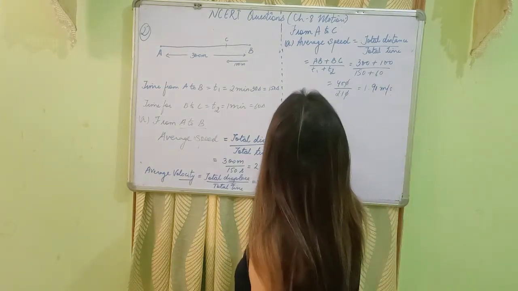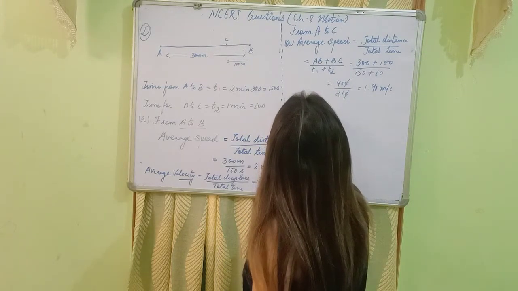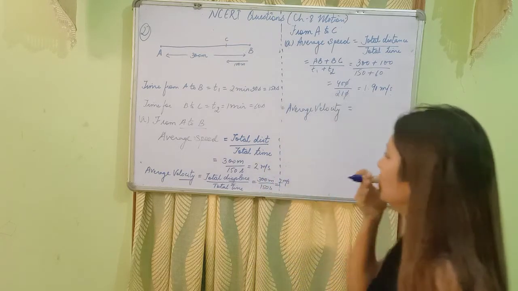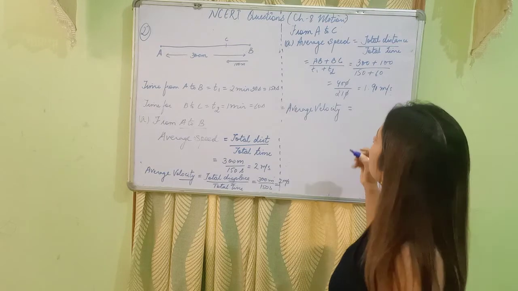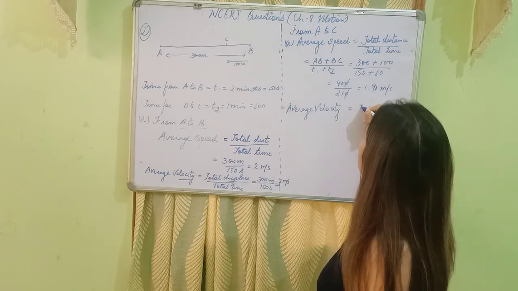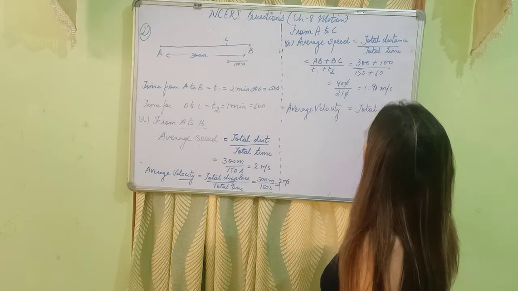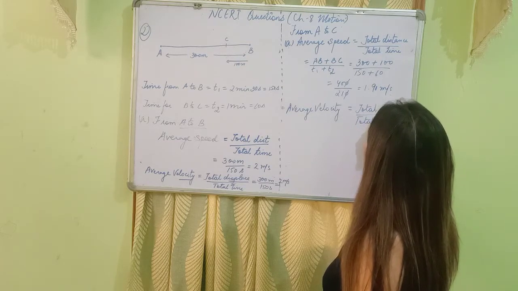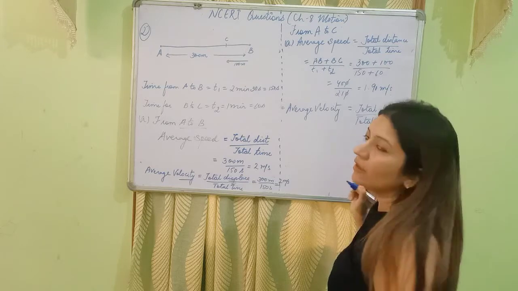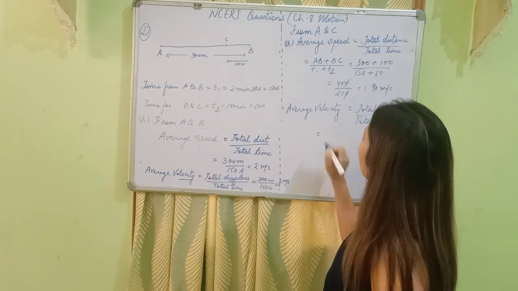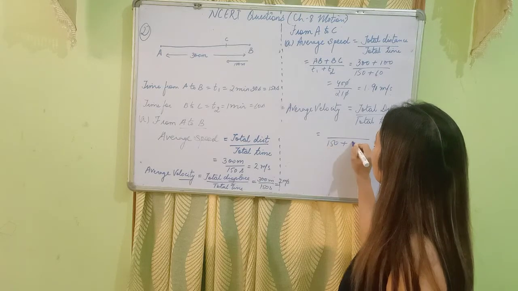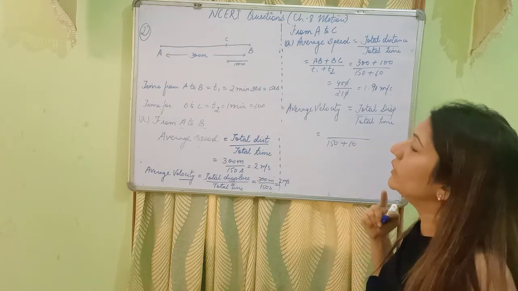Next is average velocity. Don't forget to write the units. Average velocity is total displacement upon total time. Time will remain the total only, as time is an independent quantity. It does not depend upon direction. So total time is again 150 plus 60. But now you need to calculate displacement.